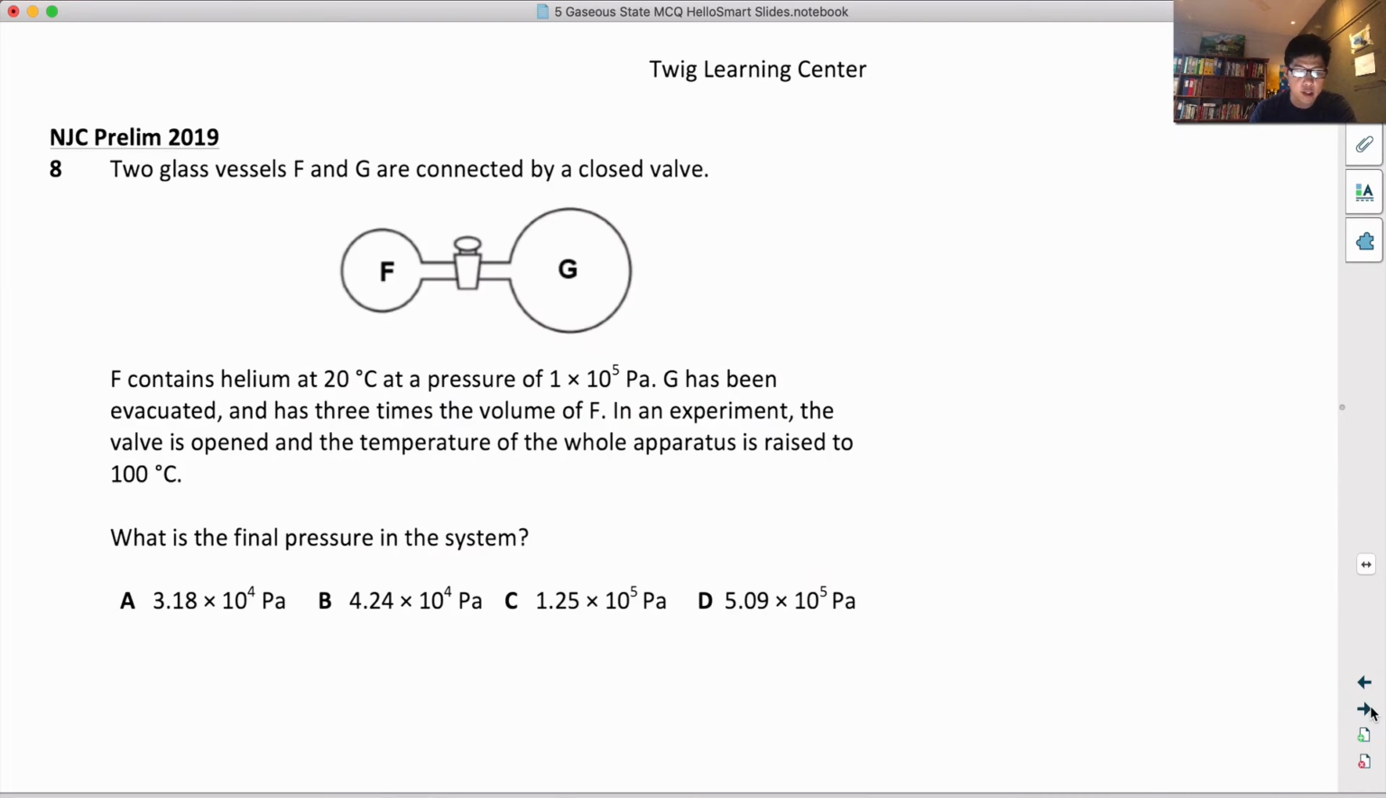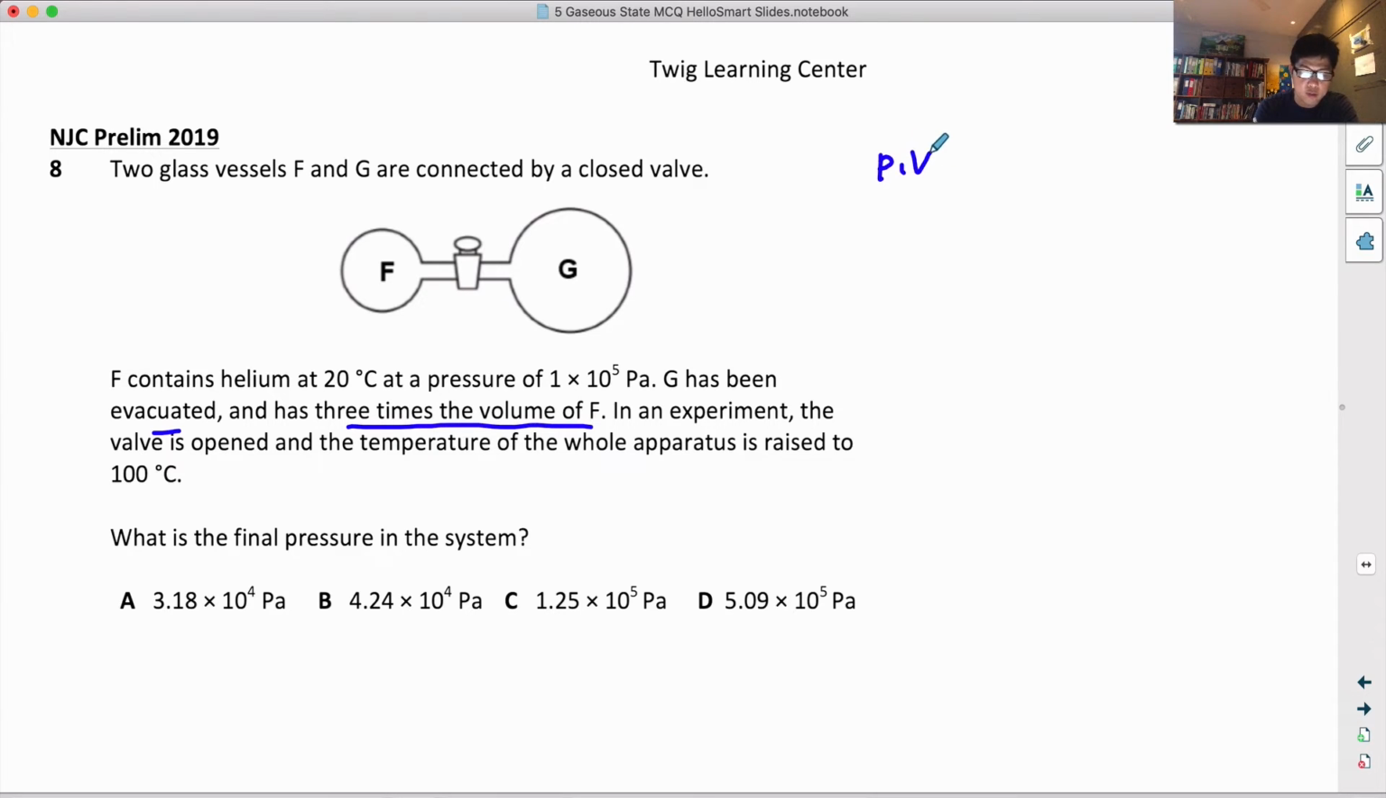Let's look at question 8. There are two containers here, but actually there's only one gas. F contains helium at this pressure. G has been evacuated, meaning it's a vacuum, and has 3 times the volume of F. When the valve is opened and the helium can move throughout the whole apparatus, what's the final pressure of the system? The same thing applies: the number of moles of helium doesn't change, so we apply the same concept.